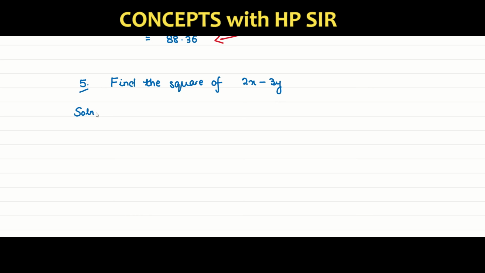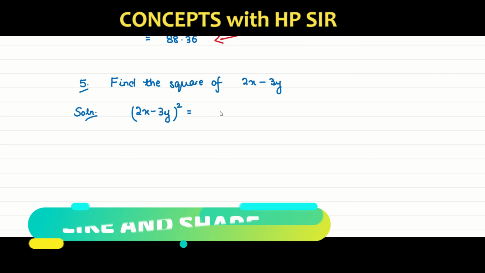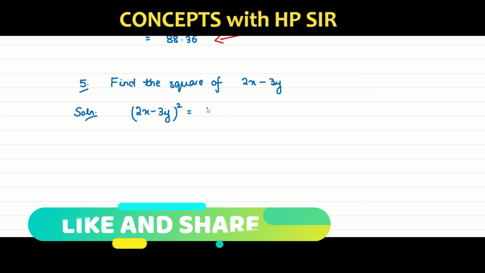So moving on, suppose the next question is find the square of 2x minus 3y. In this case, all you have to do is (2x - 3y) whole square. The sign is negative, so we'll use the formula of (a - b) whole square. So you'll write down (2x) whole square minus twice of the first term into the second term plus the square of the second term. So that is equal to 4x square minus 12xy plus 9y square.